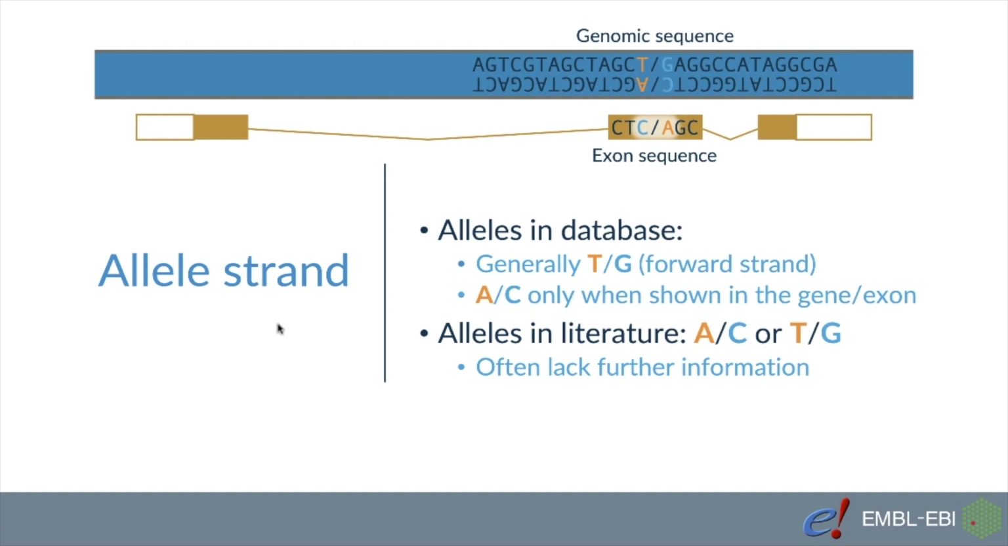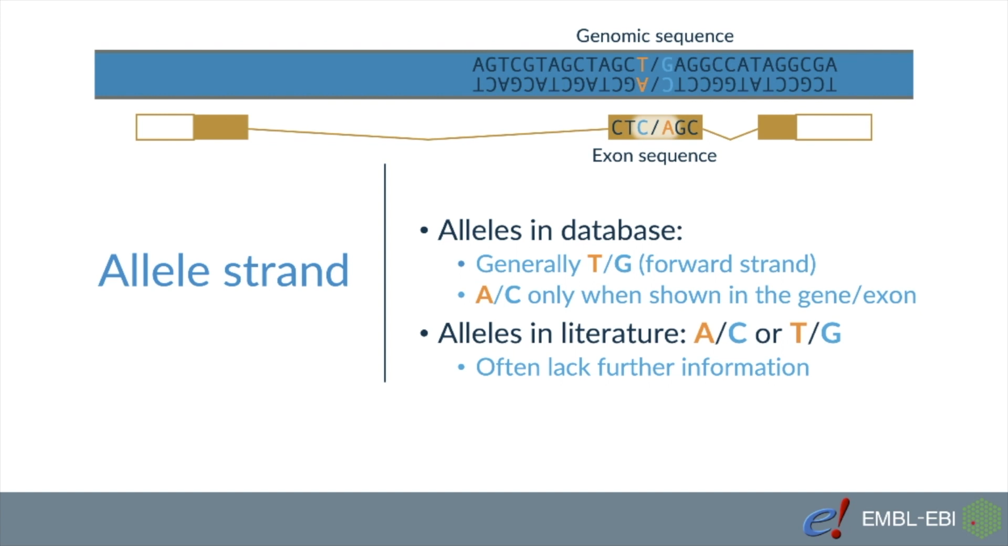Furthermore, as you can see here in this cartoon, genetic variants affect both strands, so they're double-stranded because of the complementary nature of DNA. As you can see, the alleles of this genetic variant can be reported as T, G, or A, C, depending on which strand you're looking at. So how do we report them? There's a common consensus, a convention accepted by most of the biggest databases, that alleles in the database are generally reported on the forward strand, regardless of whether the gene is on the forward or reverse strand.